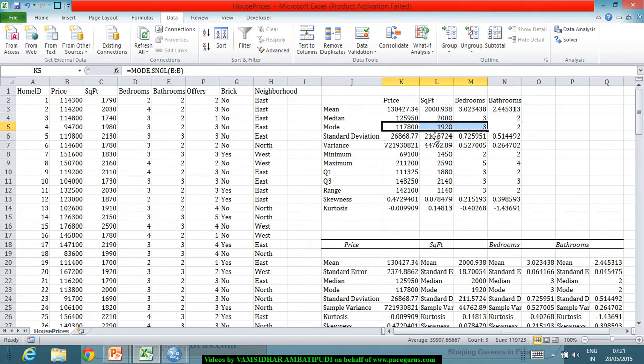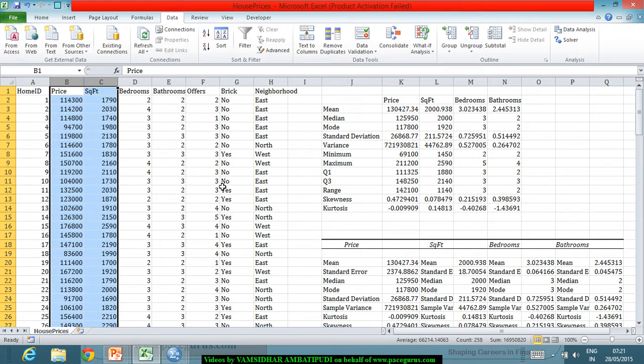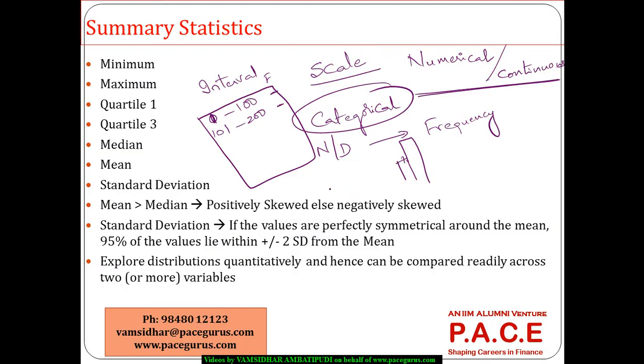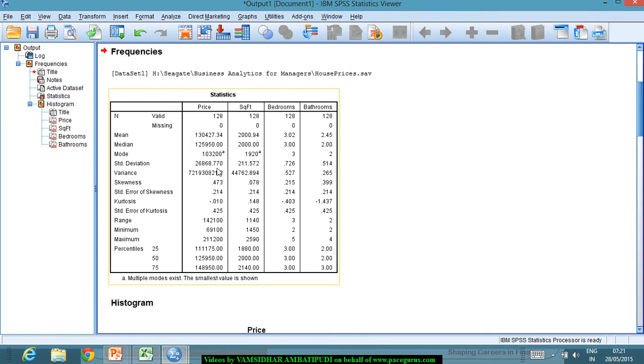Mode in many cases may not be applicable to continuous data because it is that particular instance which repeats the maximum number of times. For some quantitative data, it may so happen that no value will be repeated at all. In that case, the mode may not have any meaning. So generally, it is not computed for numerical or scale quantitative data. It is more applicable to categorical data itself. Right? Whatever tool we use, we will get the same kind of numbers.